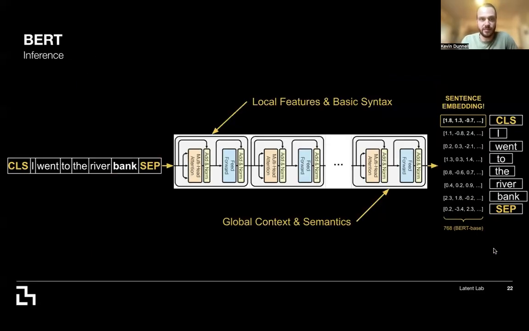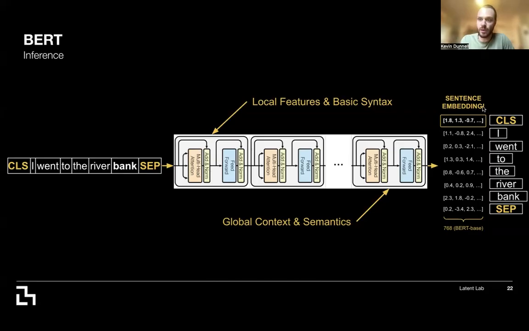Looking at this in a bit more detail, when we're running inference and we pass the sentence, I went to the riverbank, into BERT, which again is a series of these encoders, we would first prepend it with a special token, this classification token, as well as a separation token to identify the end of a sentence. With these 12 or 24 different encoder blocks, we're picking up local features and basic syntax early on in some of the earlier blocks, and then more of a global context and semantics in the later blocks.